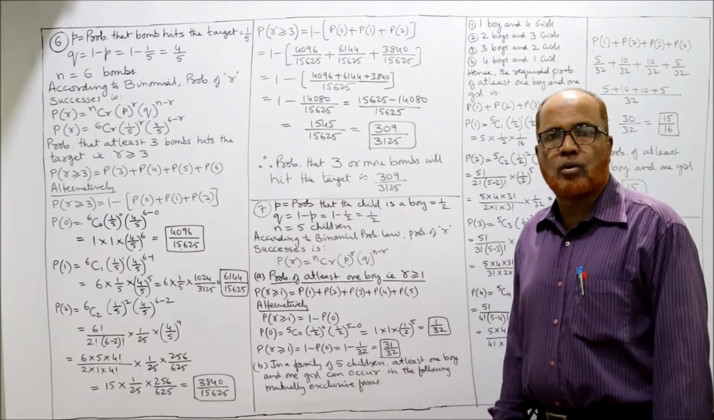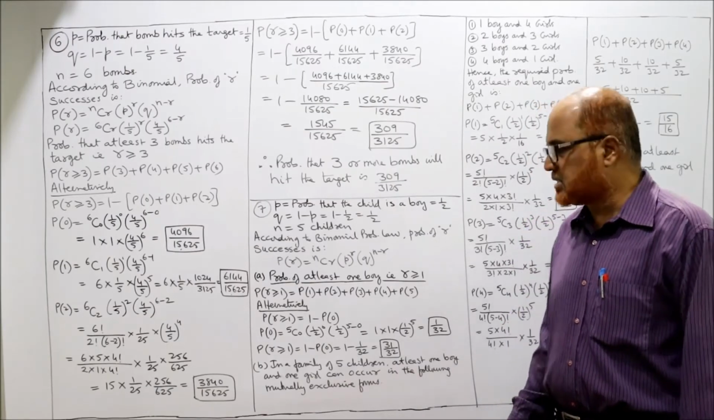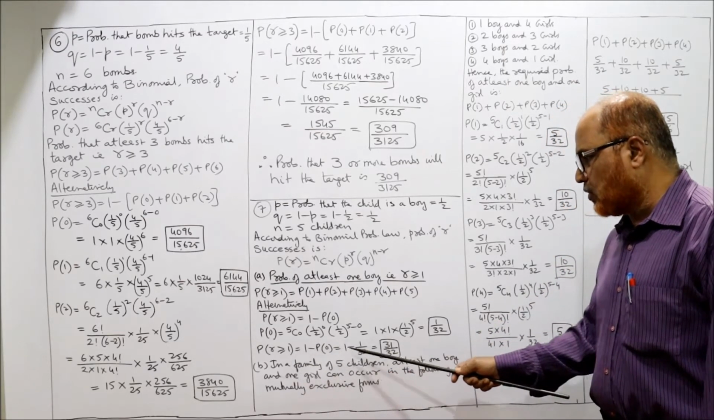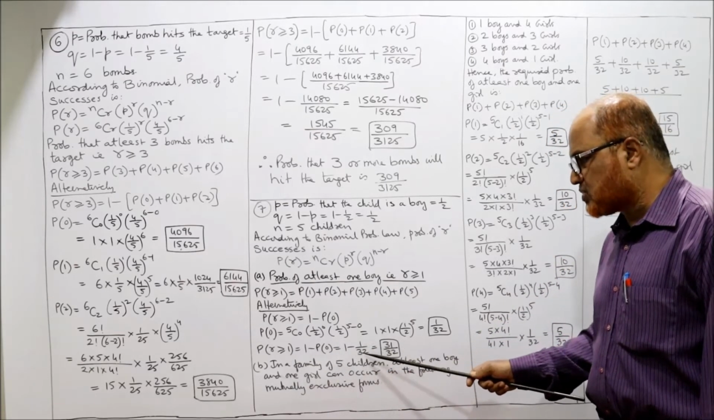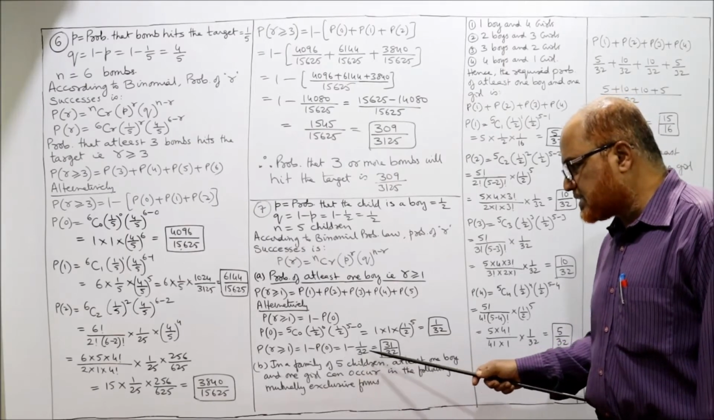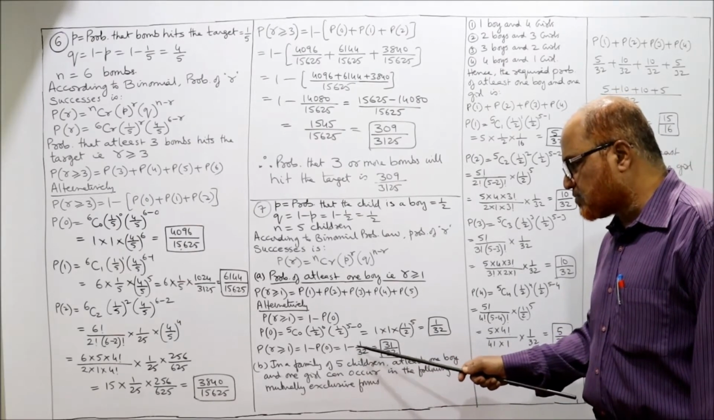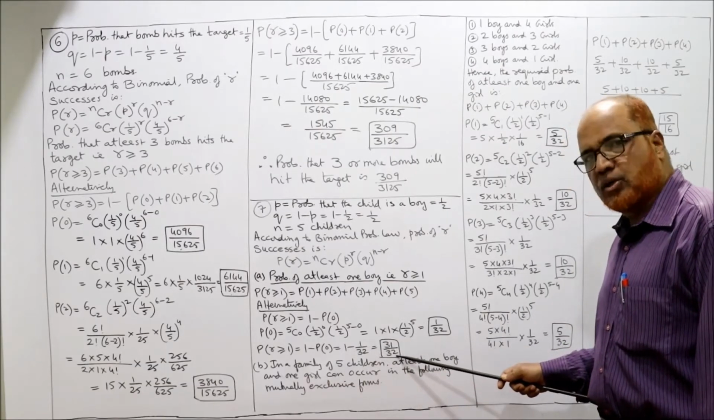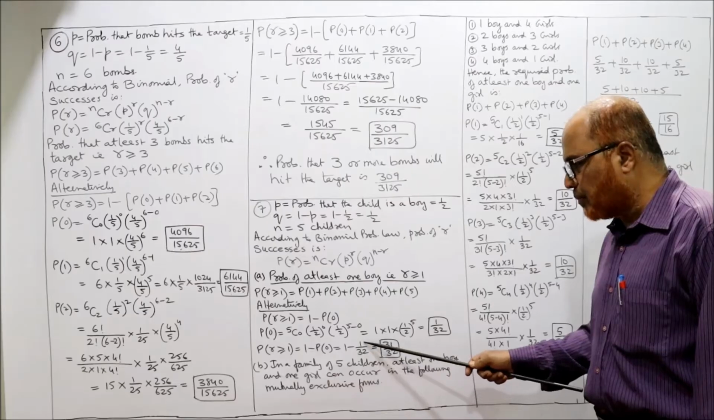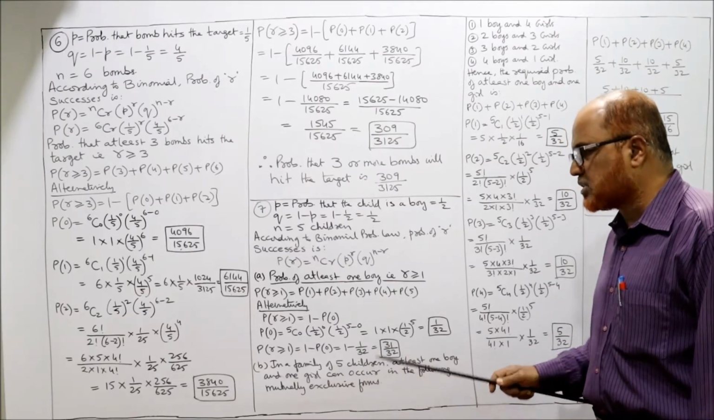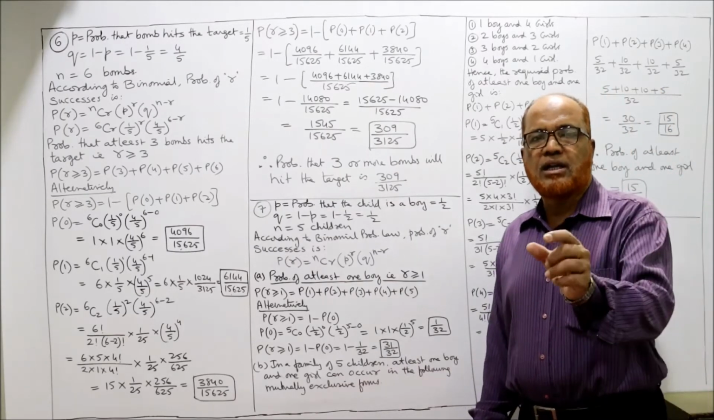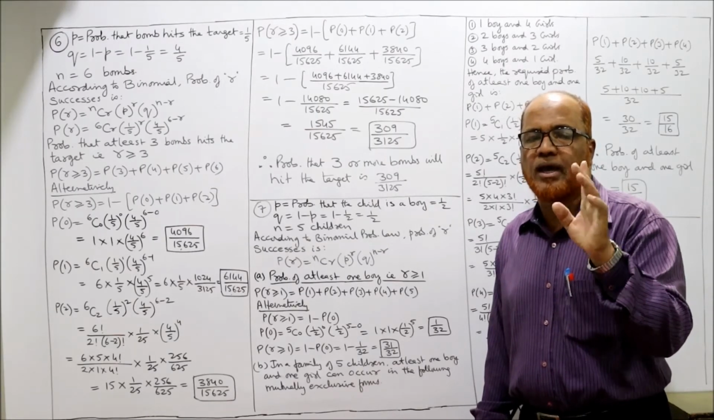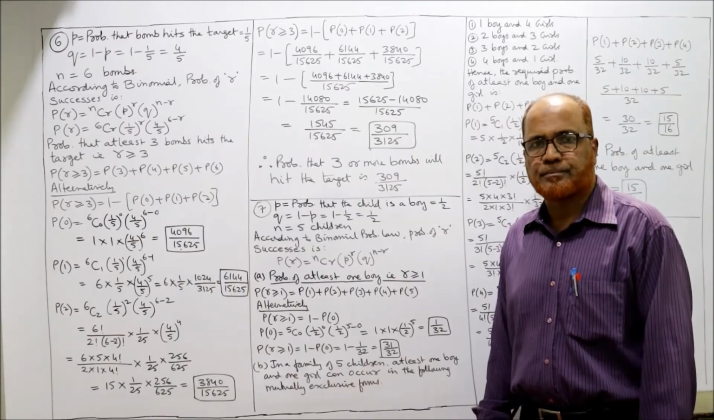No boy child, no boy. All the 5 are girls. Then P of r greater than or equal to 1 is equal to 1 minus P of 0, so 1 minus 1 by 32. If you take the LCM, 32, 32 minus 1 is 31. So 31 by 32 is the required probability. 31 by 32 is the probability that there will be at least one boy in the family of 5 children.